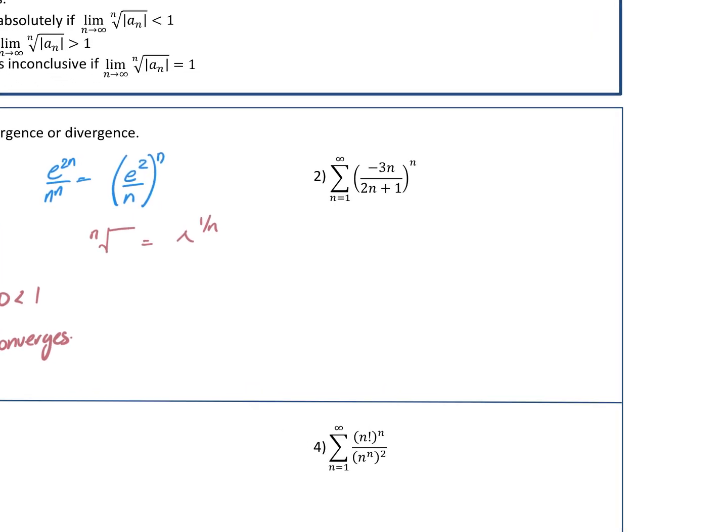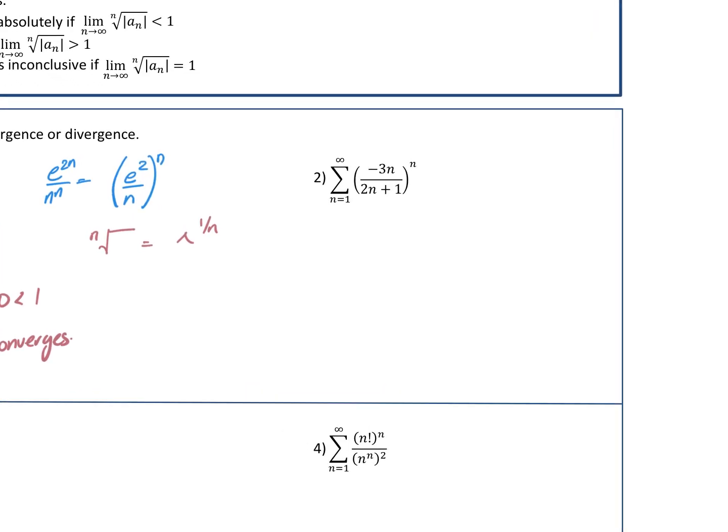This one's already set up for us. So I would just take the nth root. If we take the nth root, this cancels with this. We're going to do the limit as n goes to infinity of negative 3n over 2n plus 1. This is equal to 3 over 2. Exponents are the same, which is greater than 1, so this diverges.